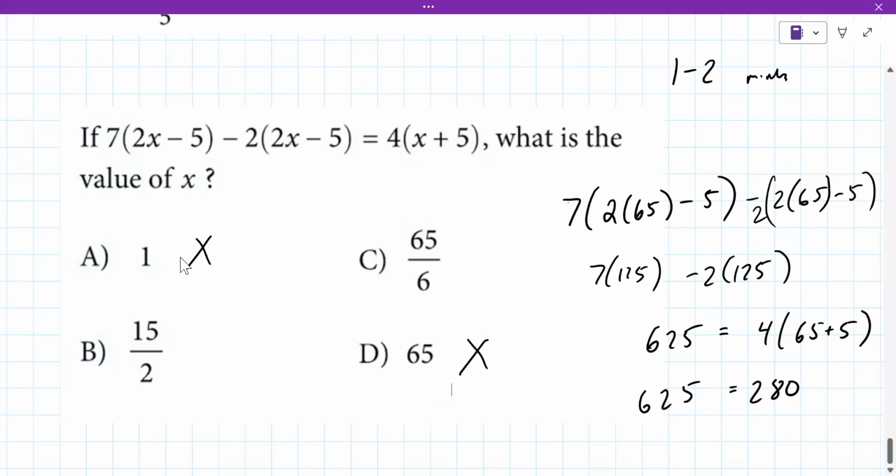Okay. So I'm going to help you out here. 1 does not work, and 65 does not work. So you do have to direct solve this. Okay.